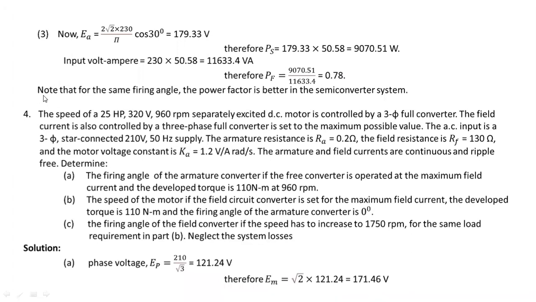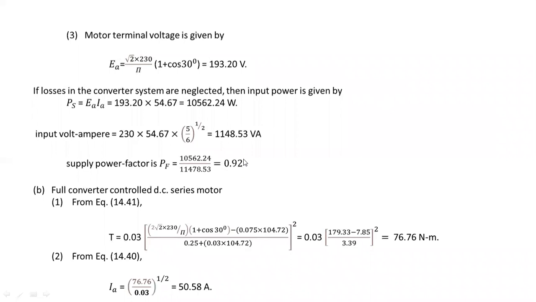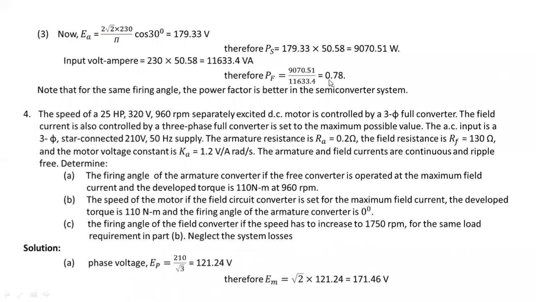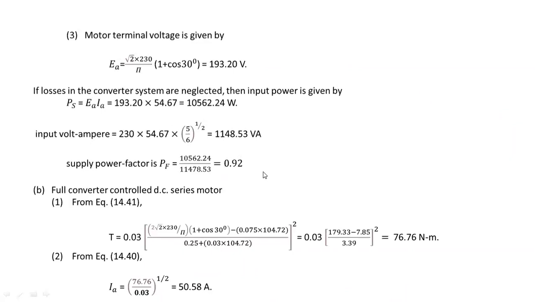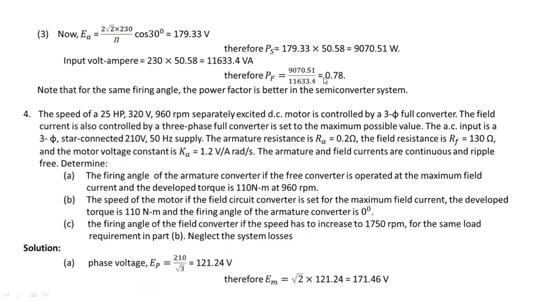Here a conclusion has been drawn from both the cases. Case 1 is the semi-converter case. Case 2 is the full converter case. Note that for the same firing angle, the power factor is better in the semi-converter system when compared with the full converter, because in the semi-converter system, the power factor we got is 0.92, but the power factor we got for the full converter is 0.78. So for the same firing angle, the semi-converter produces a better power factor when compared with the full converter. Okay. Thank you.